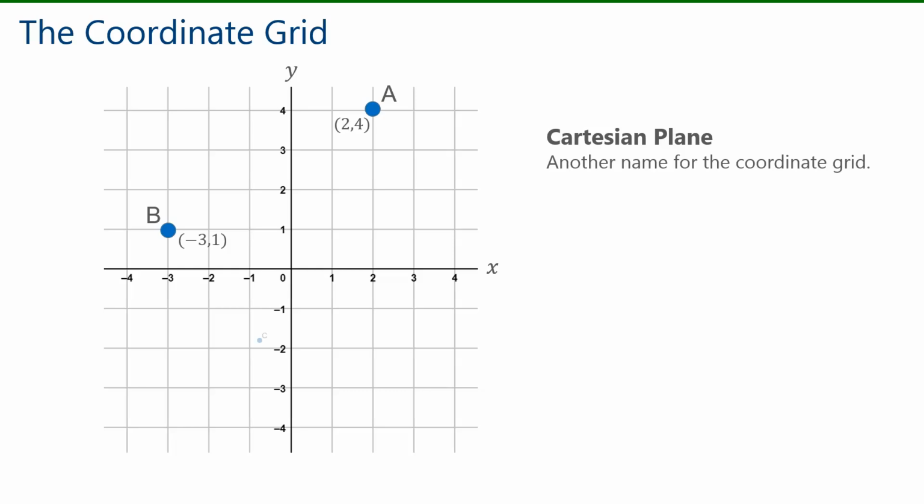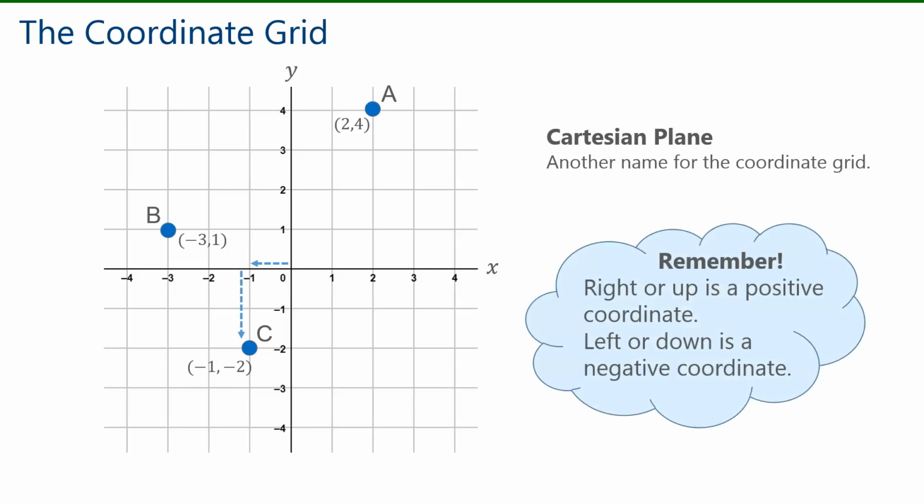To determine the coordinates of point C, start at the origin, move 1 unit to the left, and 2 units down. The coordinates of point C are negative 1, negative 2. As we determine the coordinates of a point, remember, right or up is a positive coordinate, and left or down is a negative coordinate. What are the coordinates of point D? Start at the origin and move 3 units right, then 4 units down. The coordinates of D are 3, negative 4.